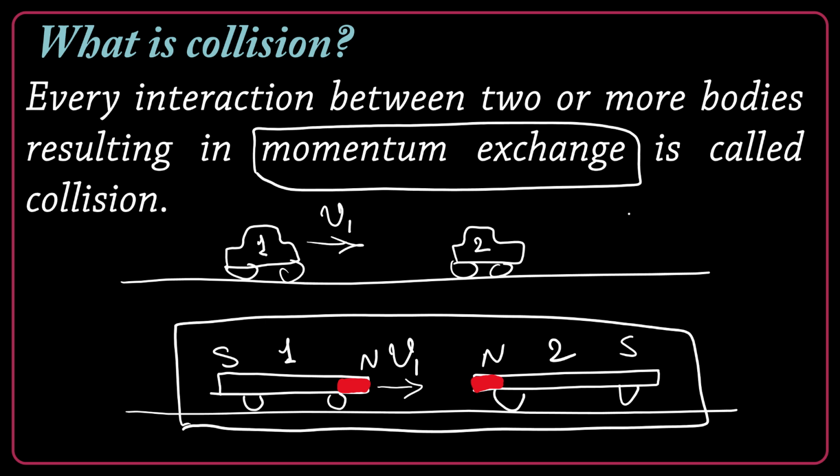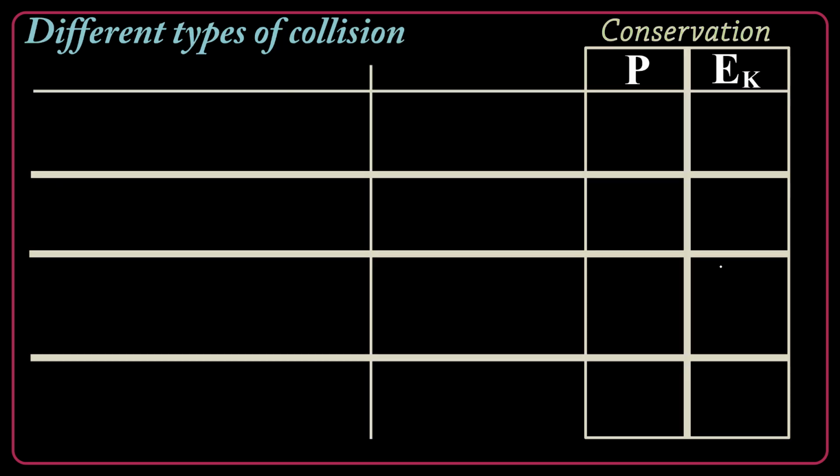In the universe, we have billions of galaxies. They are in gravitational interaction, and this kind of interaction is actually touchless. It is also regarded as a collision. So collision in general is momentum exchange. Now, the different types of collision and how to use conservation rules for each one.